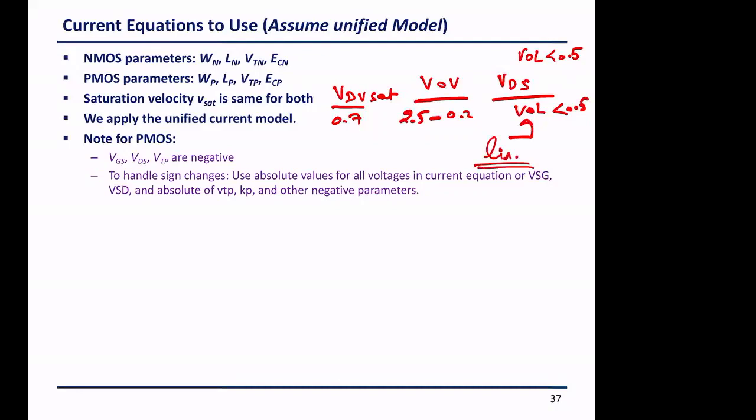So if we solve any example using this, we have to be very clear on what the assumptions of the result will be for you to be able to solve using the unified current model. It will be very simple, like the long channel equation. Now of course for the PMOS you're going to use VSG, VSD and the absolute values of all of these parameters.